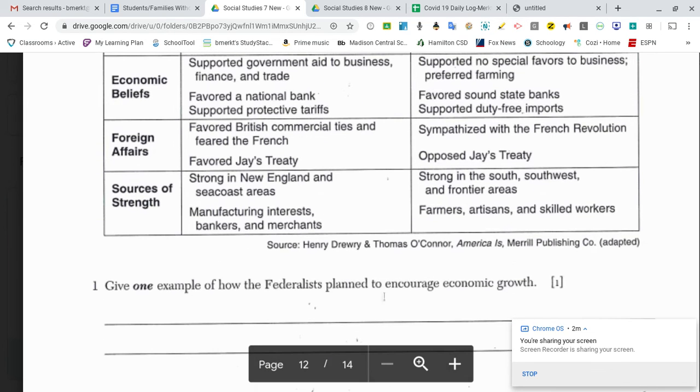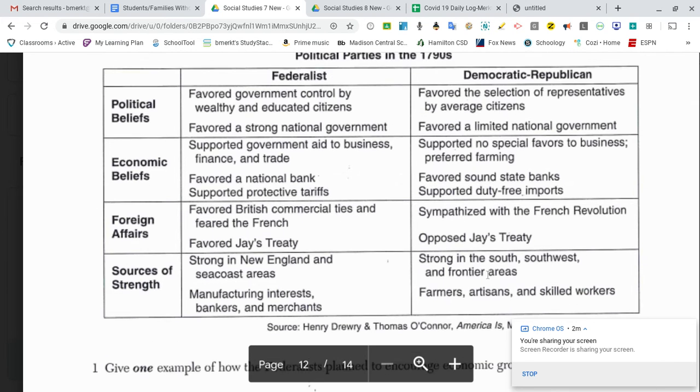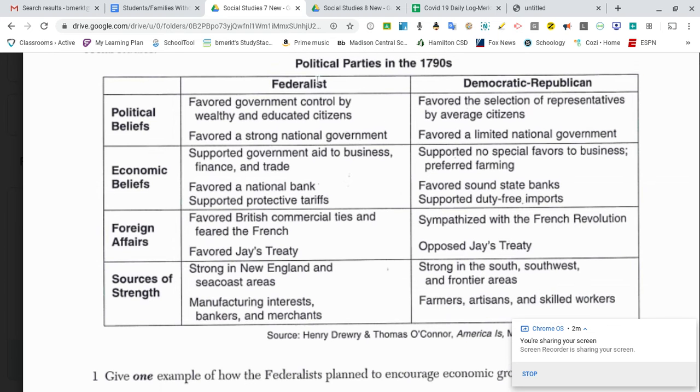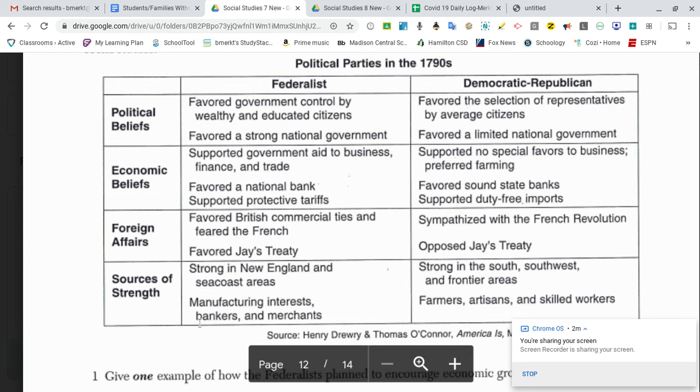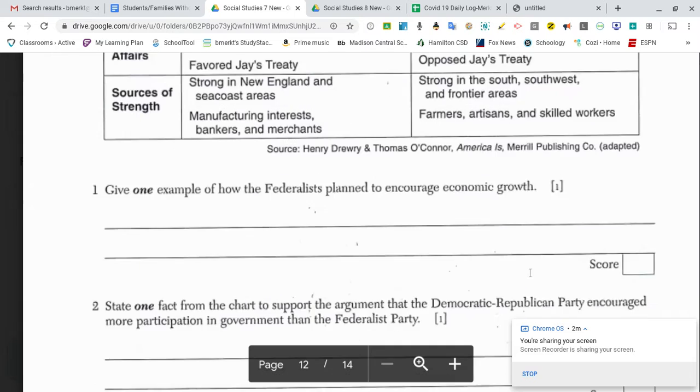Give one example of how Federalists plan to encourage economic growth. Well, if you go down their economic, the Federalists here and all the different ideas that they had, you would find that they supported government aid to businesses. Through finance and trade, they favored a national bank. They supported tariffs. You could write that down, protective tariffs. They favored British commercial ties, supported the interests of manufacturers, bankers, merchants. Anything like that would get you credit for that first question there.